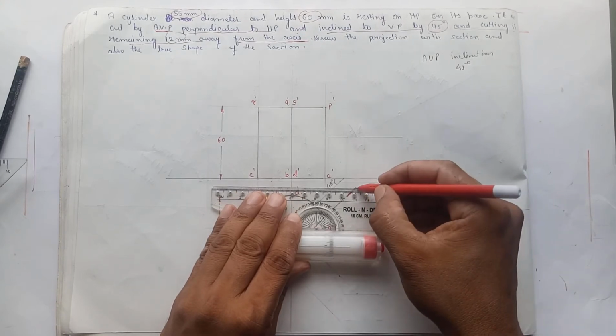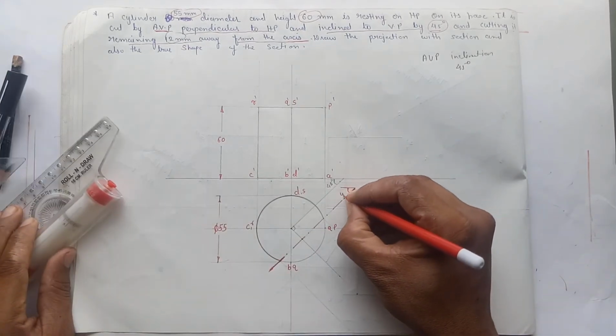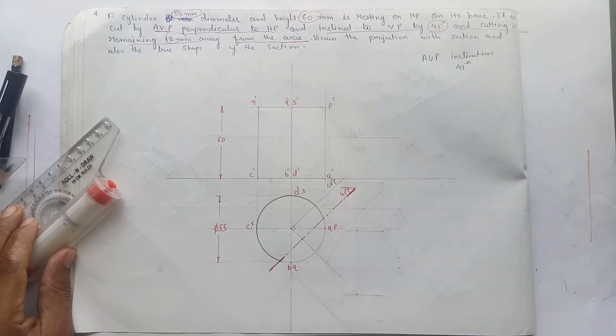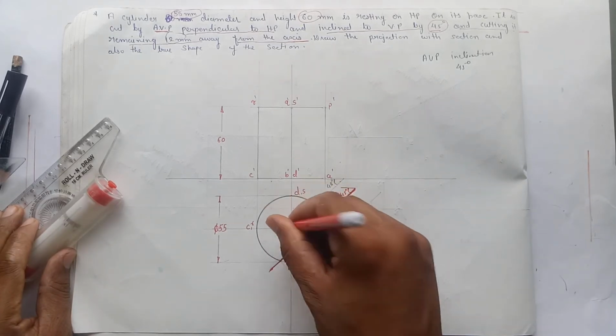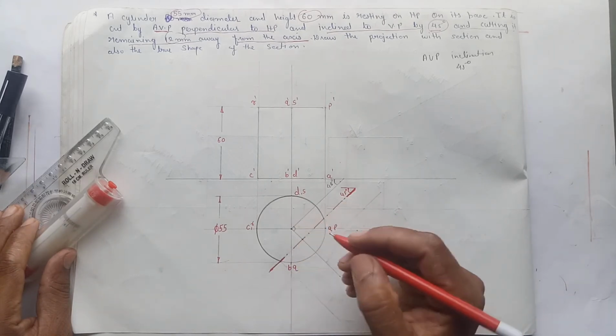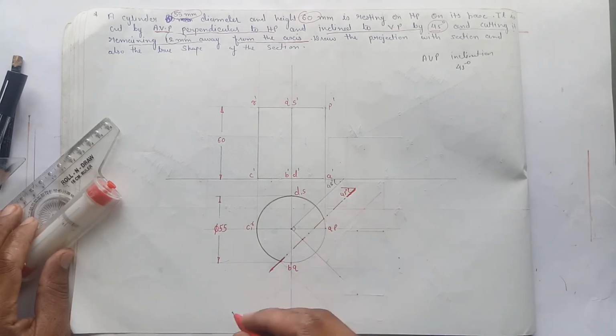Now this angle will be 45 degrees. So the inclination of the cutting plane is 45 degrees, and it is 12 mm away from the axis. So this distance is 12 mm. Now this should be the cutting plane.